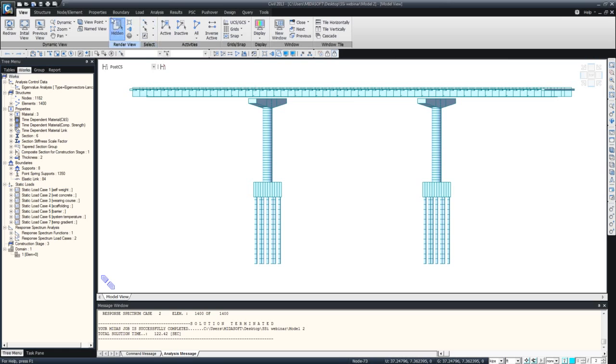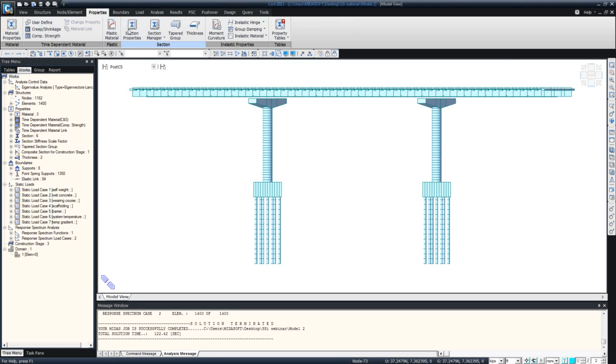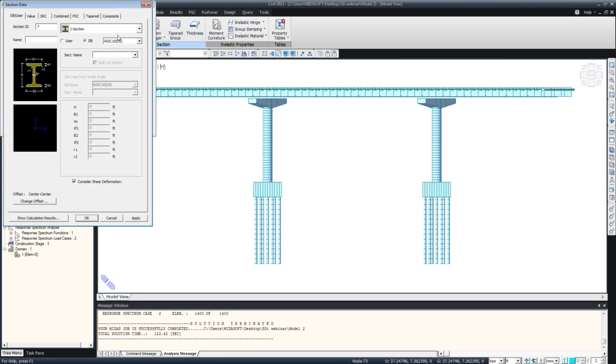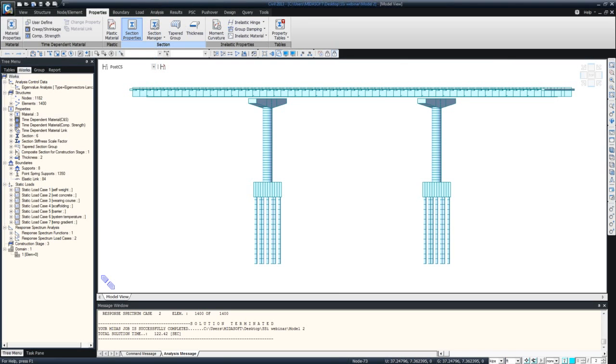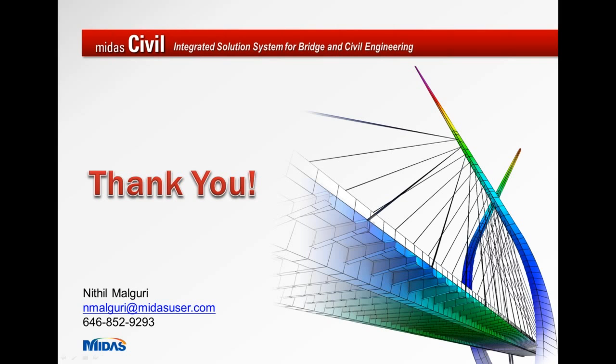Let me quickly demonstrate to you how the H piles can be modeled. So when you go to section properties, here you can select the database, and then HP piles can be modeled. So this way you can model the H piles in Midas Civil, and our clients have been designing structures with H piles.